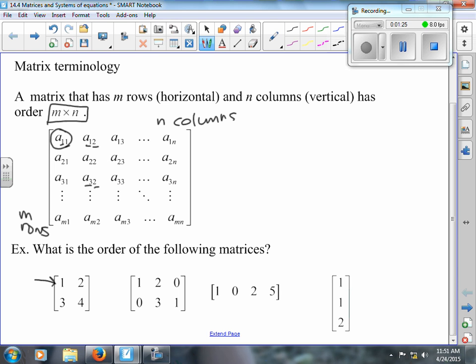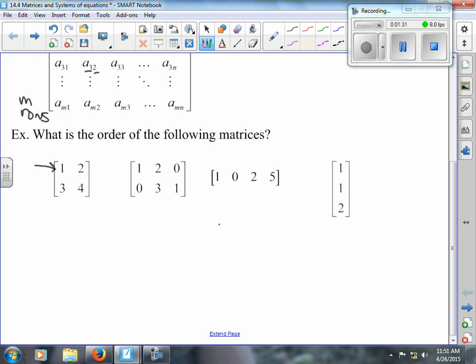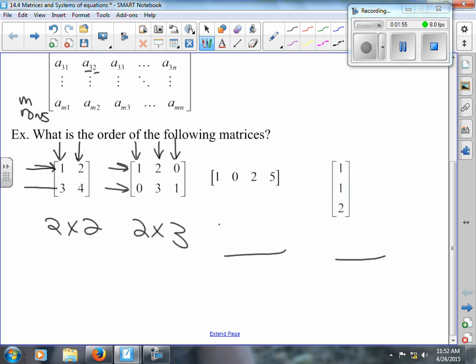Okay, so we're going to just talk about rows and columns for a second. I have 4 example matrices here, and I want to know the order of them. So this first one, I can count 1, 2 rows by 1, 2 columns. So this is a 2 by 2 matrix. On the next matrix, I have 2 rows again, but then if you look at the number of columns, there are 3 columns. So it's 2 rows and 3 columns. And why don't you go ahead and fill in the next 2.